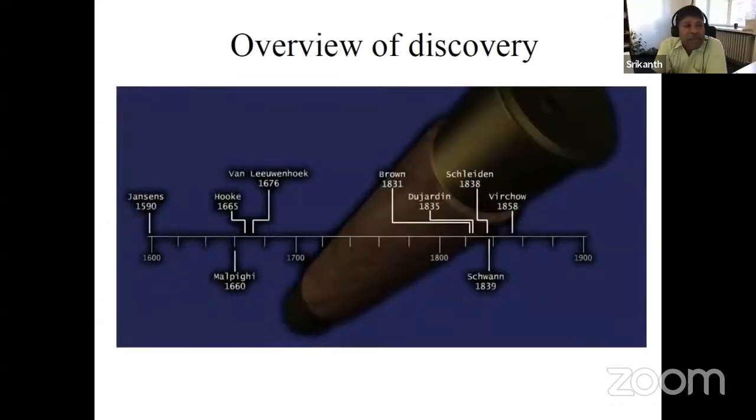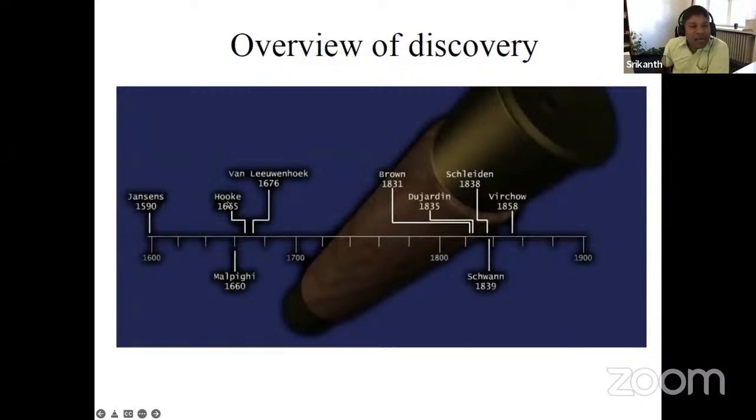Now, first, this is the overview of the discovery. It started with Janssen, the first one, in 1590 from Holland. He actually manufactured the first compound microscope. And you see in the history that most of the time it was anatomists or medical doctors who led us to discoveries.